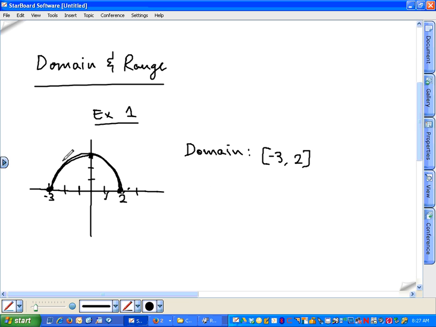Then it technically wouldn't be a function. That would be an inequality, but that's a good question.